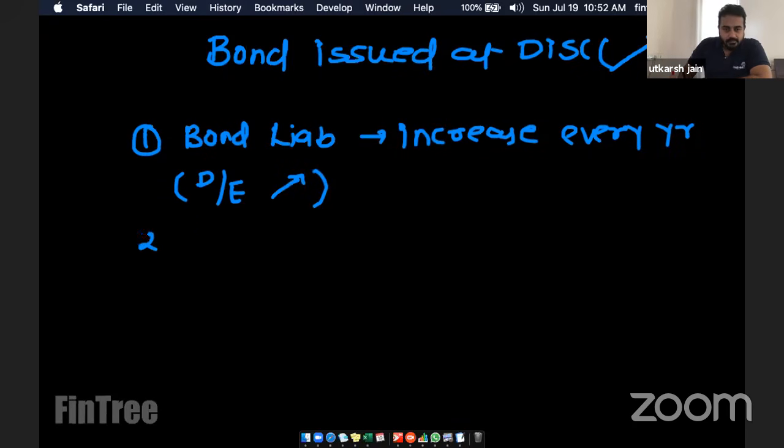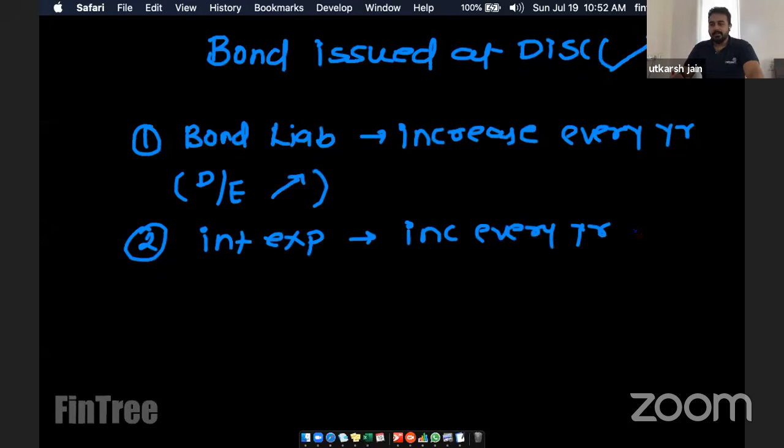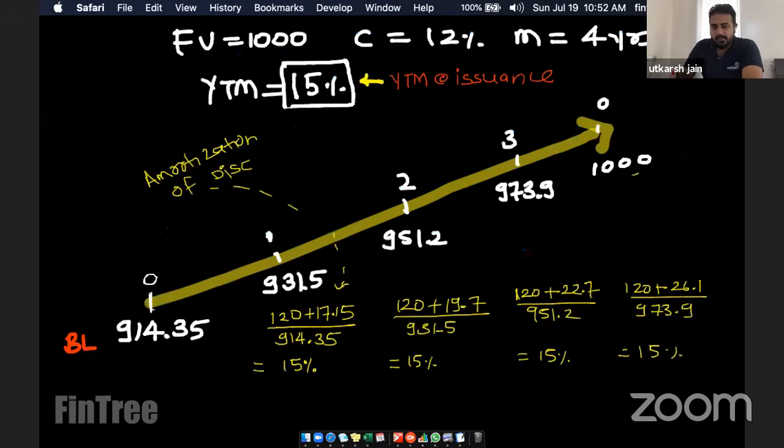Second, the interest expense will increase every year. Interest expense will increase every year. So what is your interest expense? Is your interest expense 120, or is your interest expense the numerator here? What is your interest expense?